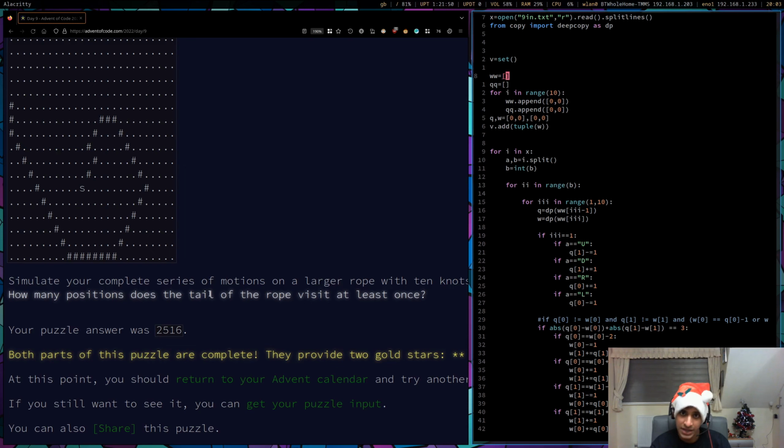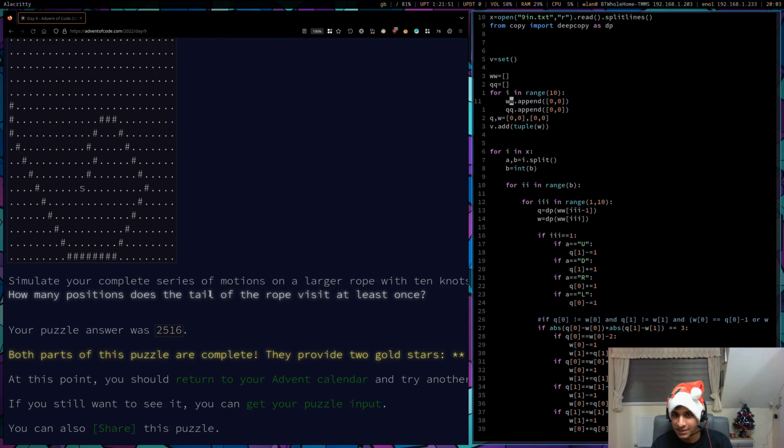Right, so what I do here is, before I had Q and W as my head and tail, but here I have 10 knots. I now just essentially have a list called WW, and that's just a list of the coordinates of all of my 10 knots. You can ignore QQ here. I didn't end up actually using it, so you can just ignore that. So WW, you can see all the knots start in the same position, the same coordinates, because that's just how they start.